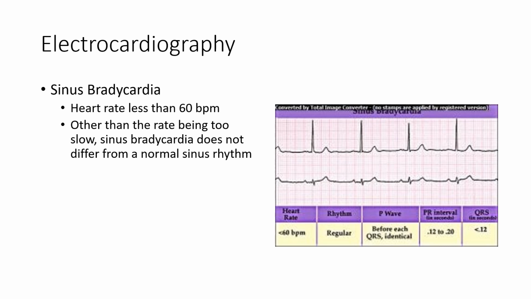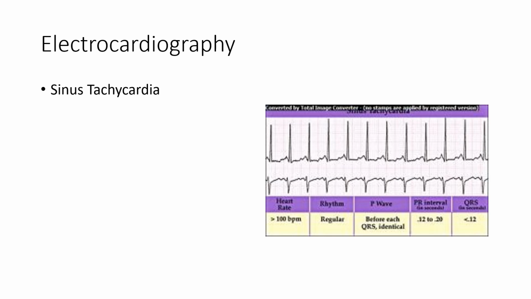Sinus bradycardia is less than 60 beats per minute. Other than the rate being too slow, sinus bradycardia does not differ from normal sinus rhythm. Sinus tachycardia, other than being fast, does not differ from normal sinus rhythm.